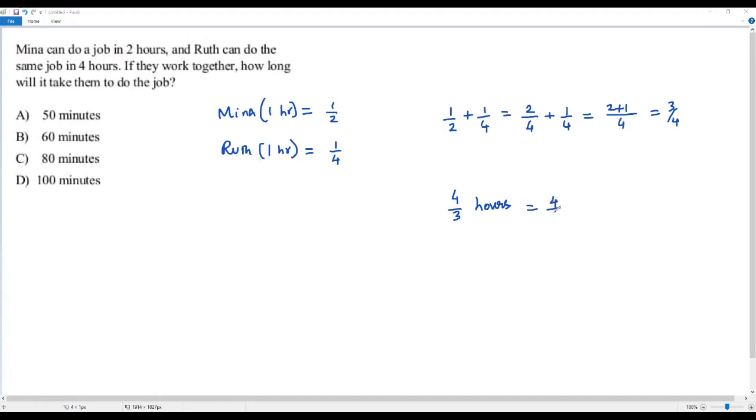For that, we have to multiply this quantity by 60. Whenever I want to convert hours to minutes, I have to multiply the quantity by 60. Then it will become minutes. Here 3 goes into 3 one time and 3 goes into 60 twenty times. 4 times 20 is 80. That is 80 minutes. Let me write the stuff over here. If Mina and Ruth work together, it will take 80 minutes to do the job, and we find this 80 in answer choice C. The correct answer choice for this question is C, 80 minutes.